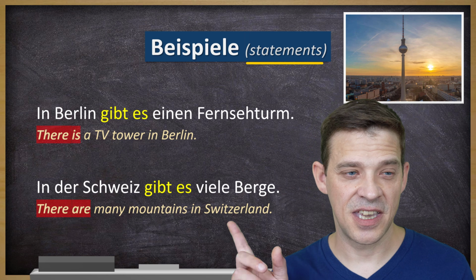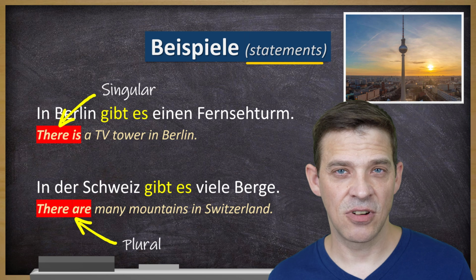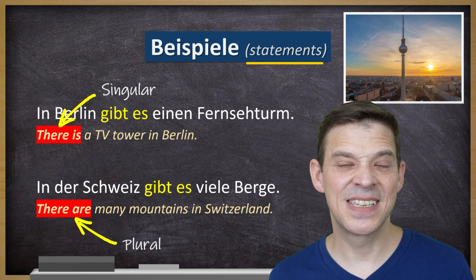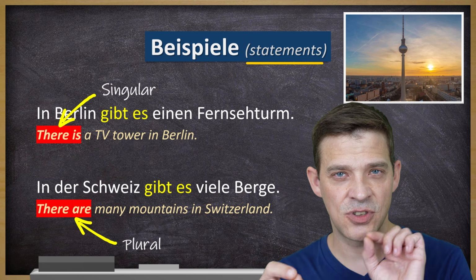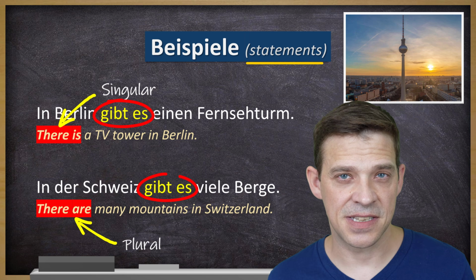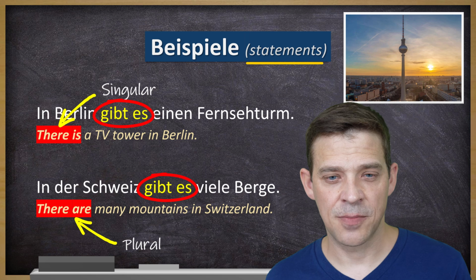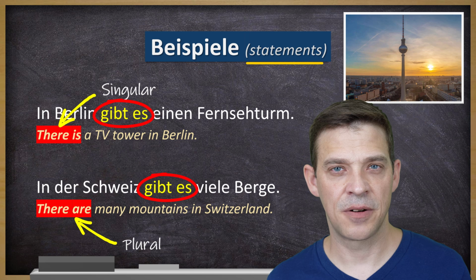And as you can see here, there is, for a TV tower, just one thing, singular, and there are mountains, that's plural, so that's different in English, and you have to change those. But in German, you see there's always this gibt es. For one thing, gibt es einen Fernsehturm und gibt es viele Berge, plural.